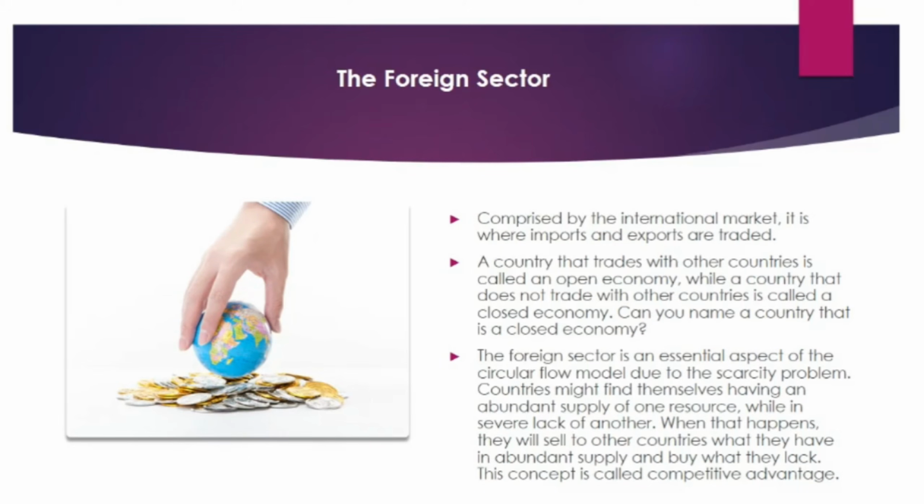And a country that trades with other countries, as I've mentioned, is called an open economy, while a country that does not trade with other countries is called a closed economy. There aren't many closed economies in the world. I think if we think about countries such as North Korea, these are very, very few examples of countries that do not trade with other countries. And they don't make this a choice. It's not like they wake up and choose, oh, we don't want to trade with other countries, because that makes life very, very difficult.